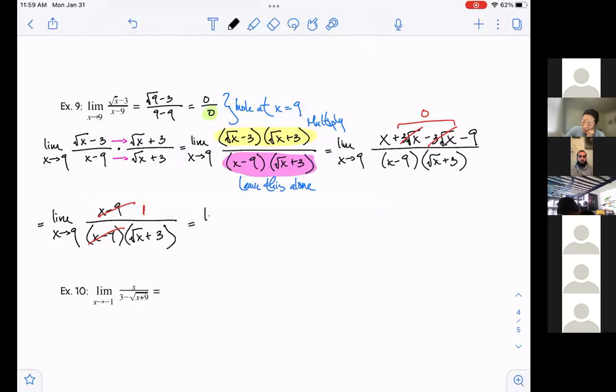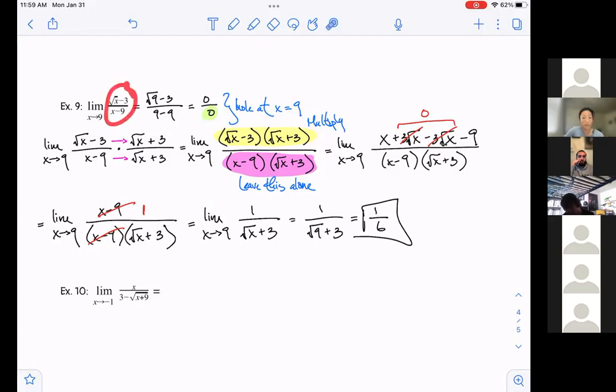Now let's try plugging in our value again. We get 1 over the square root of 9 plus 3. We do a little bit of computation. We end up with 1/6. Okay. So all of that was to say, if we graph this function and we get really close to x equals 9, the y values should get really close to 1/6. Okay.